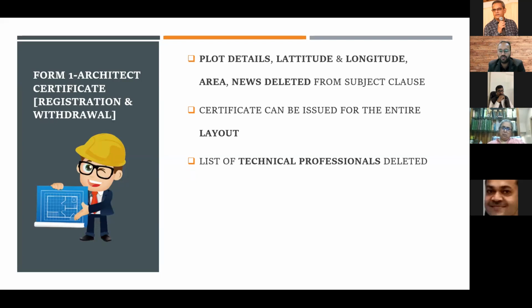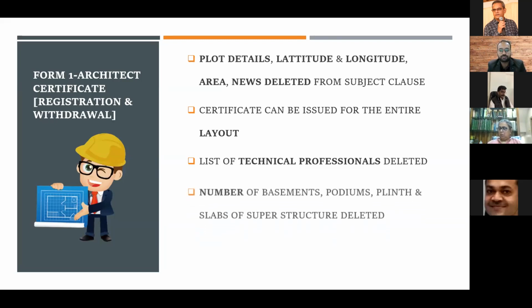List of technical professionals. Earlier the architect used to certify who the professionals are, who is my MEP consultant, who is the engineer, the structural engineer. Now this has been deleted, and whatever is mentioned on the website will be taken as the professionals. Even though it is changed, it will depend on what the developer discloses, but now the architect is no longer required to certify.